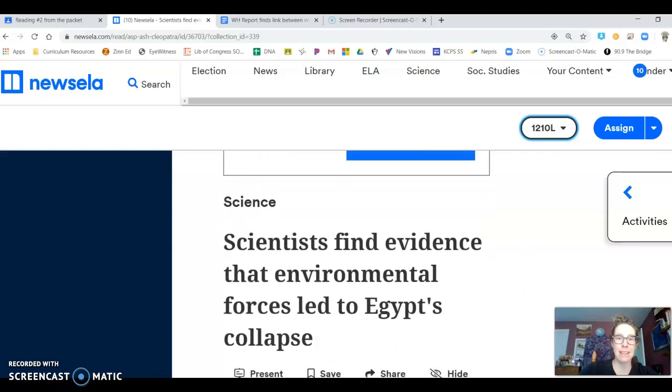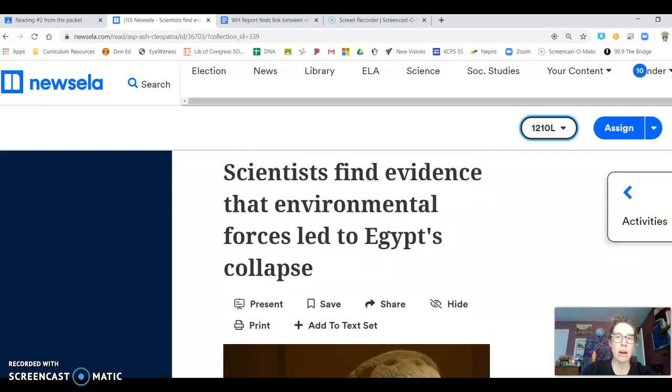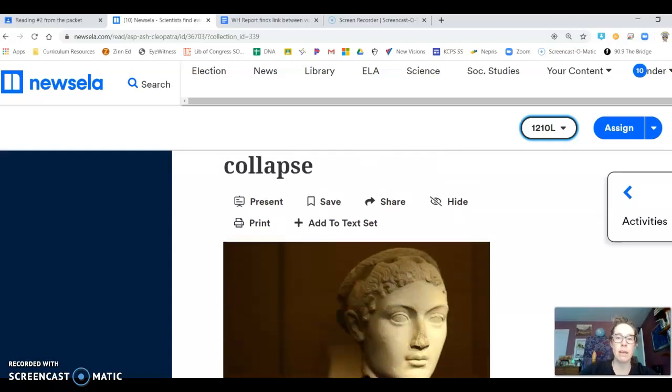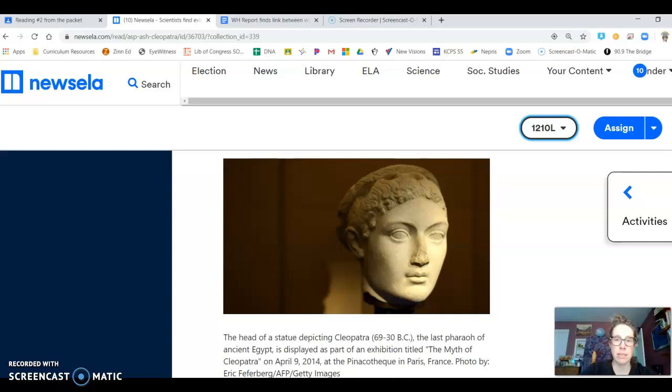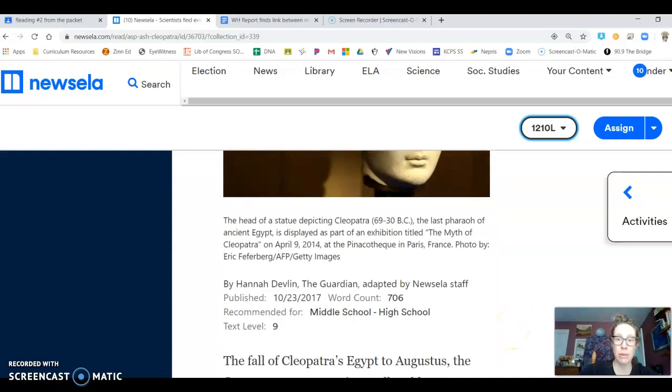All right, speaking of starting, let's go. Our article is called Scientists Find Evidence That Environmental Forces Led to Egypt's Collapse. Here is an image, and it has a caption. Awesome. When I see an image with a caption, I always read the caption. It says, the head of a statue depicting Cleopatra, 69 to 30 BC, the last pharaoh of ancient Egypt, is displayed as part of an exhibition titled The Myth of Cleopatra on April 9th, 2014 at the Pinacoteca in Paris, France. I had to look up how to say that word, and I'm not even sure if I'm saying it correctly, but Pinacoteca. Apparently it's a gallery in a museum in Paris. Who knew? Now you do.